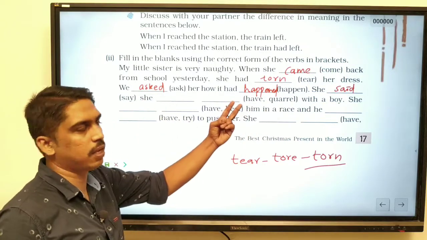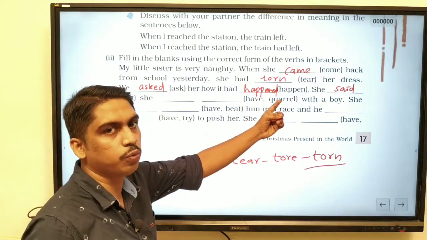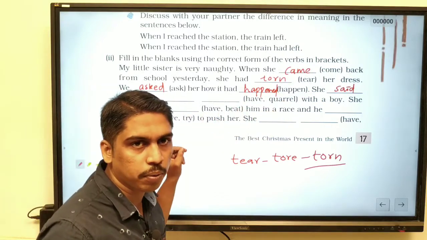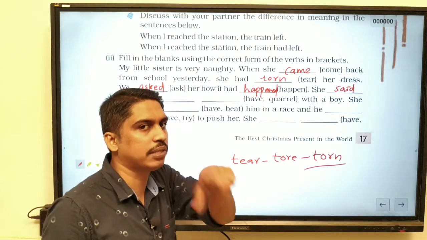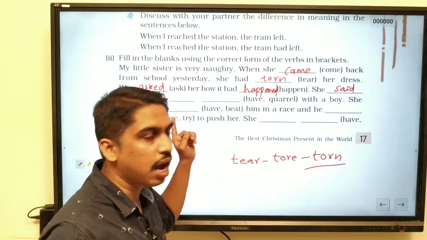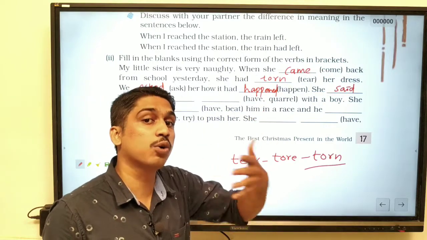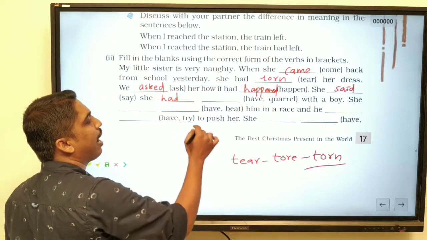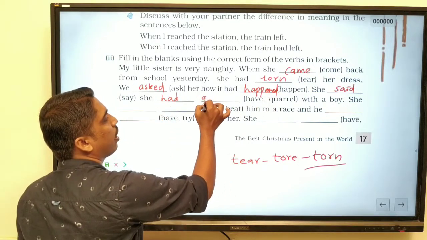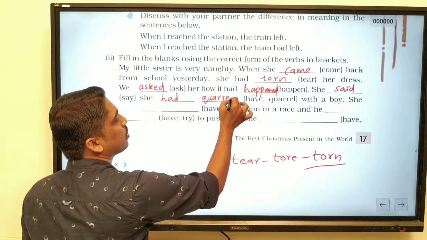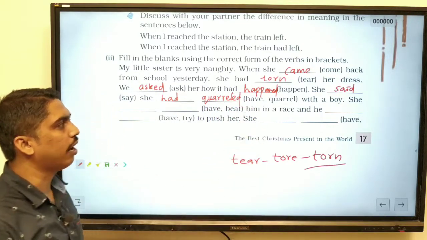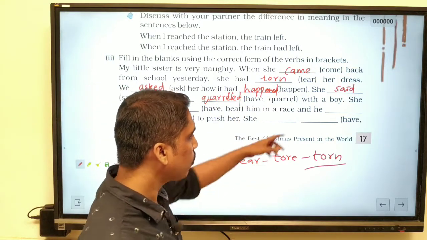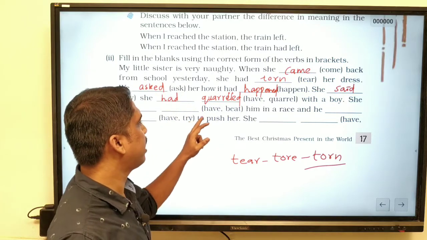Here 2 blank spaces are there and have and quarrel, 2 words are also given there. So how can we use it here? ഹാവ് യൂസ് ചെയ്യാൻ പറ്റുമോ? പാസ്റ്റിനെ ഹാവ് യൂസ് ചെയ്യാറുണ്ടോ? ഇല്ല, ഹാവ് പ്രസന്റിലെ യൂസ് ചെയ്യും. നമുക്കിവിടെ കഴിഞ്ഞ കാര്യങ്ങളാണ്. അവള് ഒരു ബോയുമായി കോറൽ ചെയ്തിട്ടുണ്ടായിരുന്നു, വഴക്ക് കൂടിയിട്ടുണ്ടായിരുന്നു മുമ്പ് അല്ലേ? അതാണ് പറയുന്നത്. സോ ഹിയർ had should be used. Had, then had ശേഷം quarrel എന്ന വെർബിന്റെ verb 3. Which is the verb 3 of quarrel? Yes, quarrelled. Okay, so quarrelled should be used there with a boy. She dash him in a race.